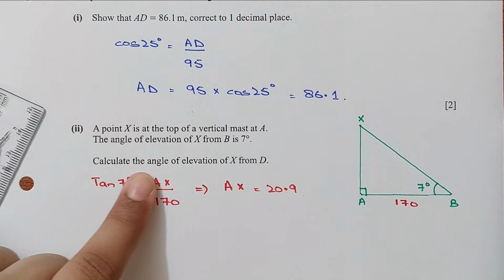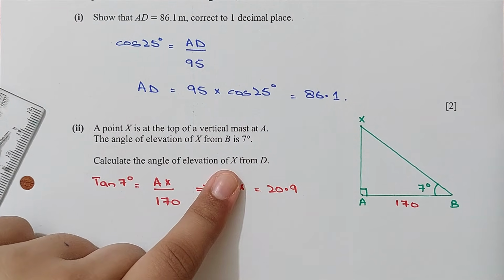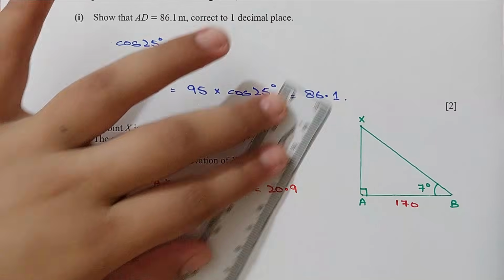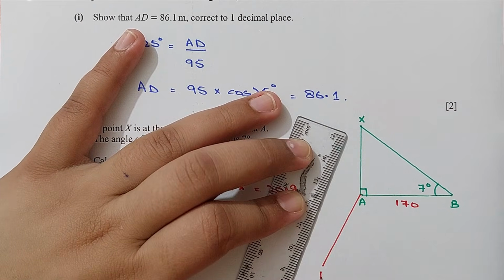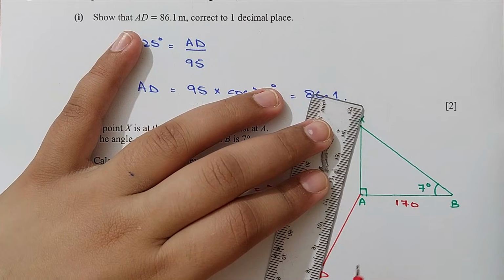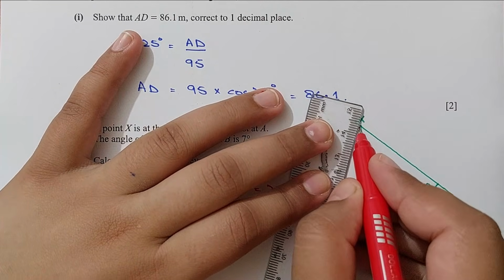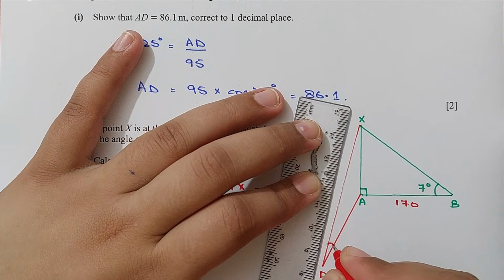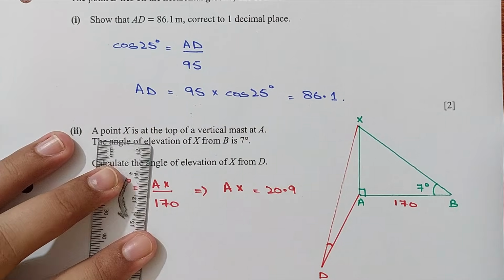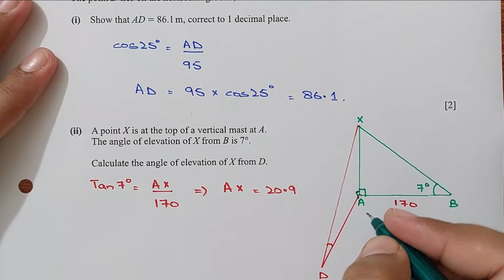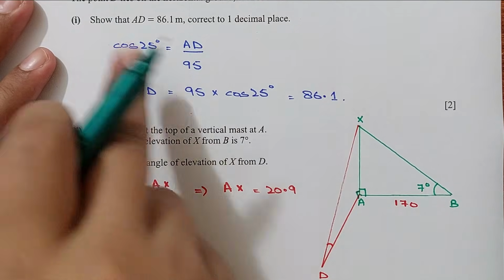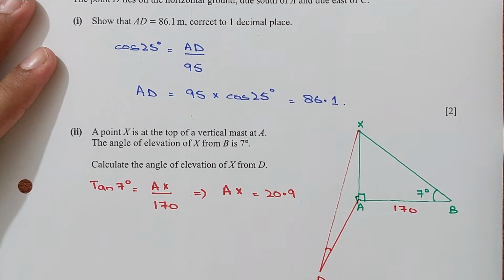The next thing is to calculate the angle of elevation of X from D. The point D is over here, right? We have to calculate the angle of elevation of X from D. This angle we have to calculate, right? This is also a right angle because it is vertically above A, right? So we have AX, and we have AD from the first part as well.